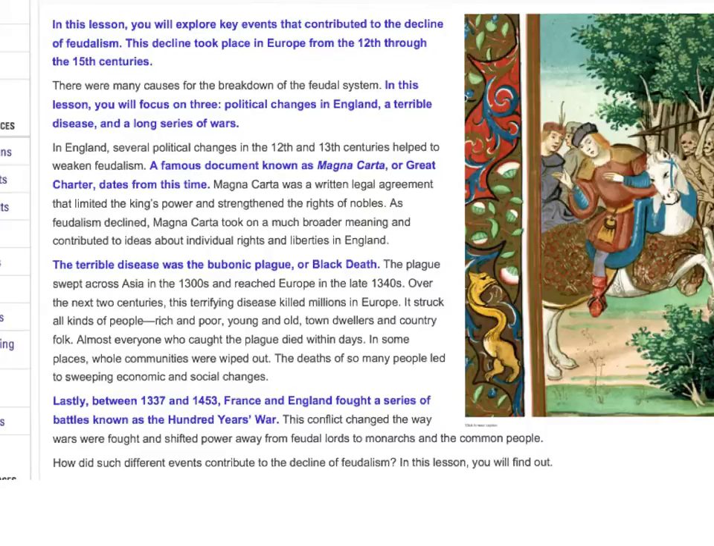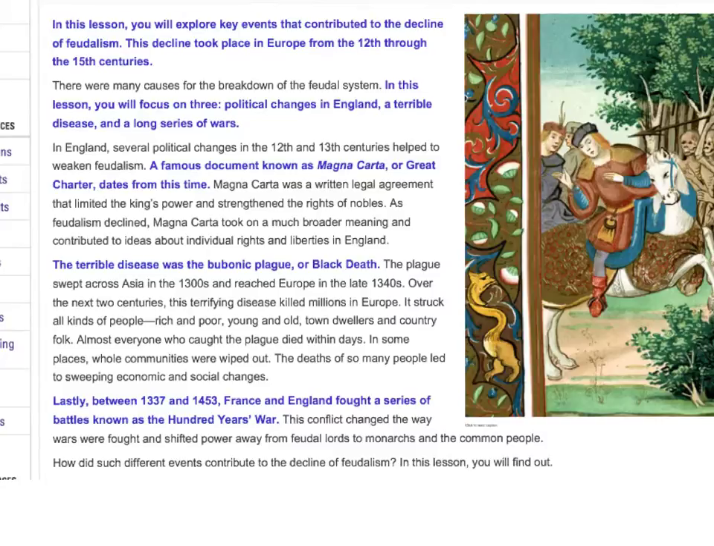And the Magna Carta is a legal agreement that took away some of the king's power and strengthened the rights of the nobles. And we're going to see noble means important. They are kind of higher ups just below the king. There are more of them, obviously, than the king. And this was a big event that helped the decline of feudalism. And the Magna Carta took on big ideas about what individual rights were. And it gave people the idea or the notion that we should have more individual rights.